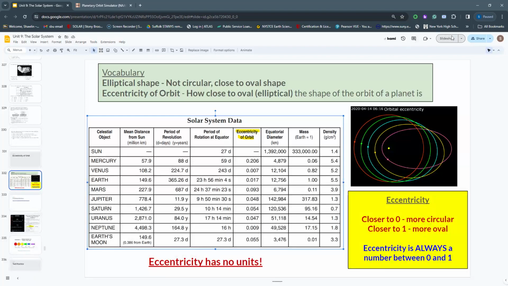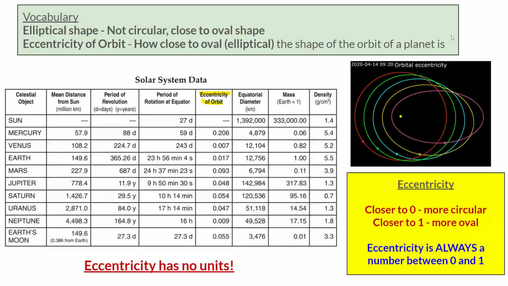Hey guys, so today we're going to talk about the eccentricity of a planet's orbit. So let's talk about a few vocabulary words. The first is elliptical. Elliptical is a term we use to describe the shape of a celestial object, and in this case, we're talking about the orbit of a planet. So elliptical means more of an oval shape rather than a completely circular shape.